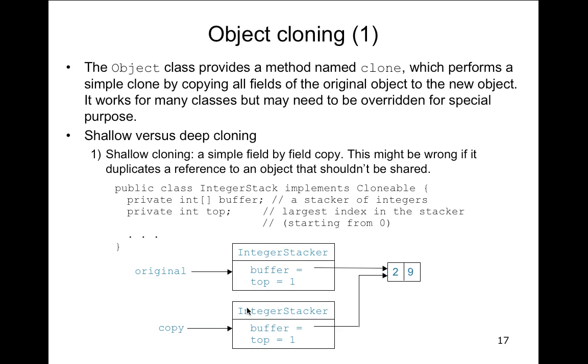So here are some details about object cloning. The Object class, which we extended from in that example you just looked at, provides a method named clone built in. You actually have to call it, though. That's why I said it's not an automatic thing, but the environment's set for you to implement it. The clone method of Object performs a simple clone by copying all of the fields of the original object to the new object. So we call .clone, and we create that new instance of the object that's a clone. It works for many classes, but may need to be overridden for special purposes. It's not 100%.